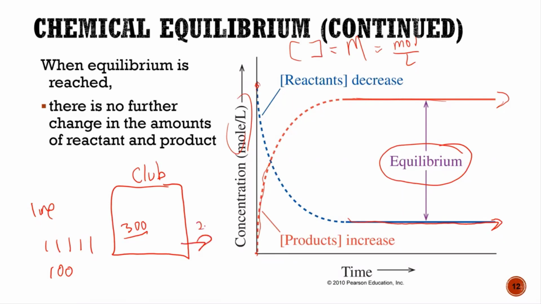So when 2 people leave, 2 people from the line can go inside. So it's equal rates. You always have the same amount of people in the club, so you always have the same concentration, but the rate, people leaving and people entering, 2 and 2, is always the same. So again, that's kind of a cheesy analogy, but maybe that'll help you understand it.